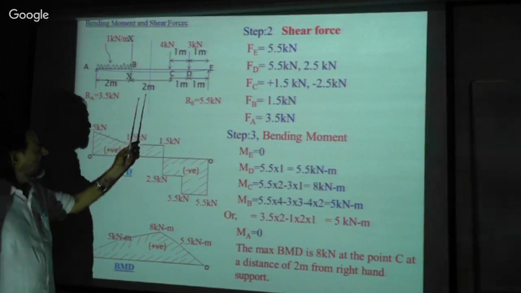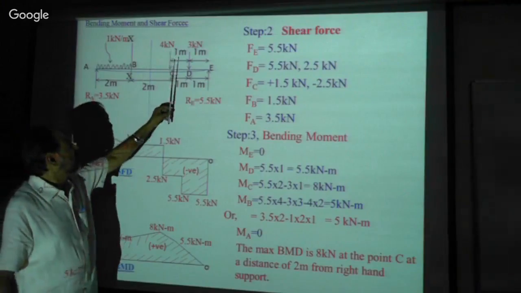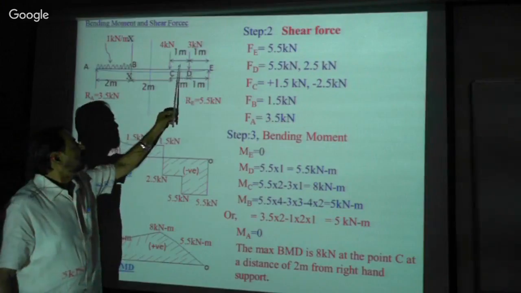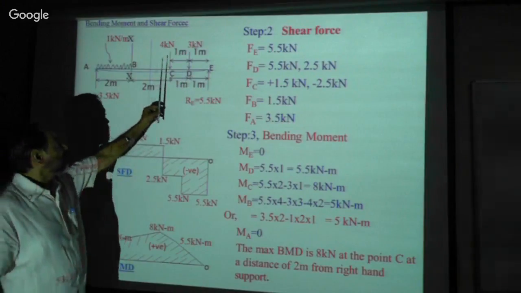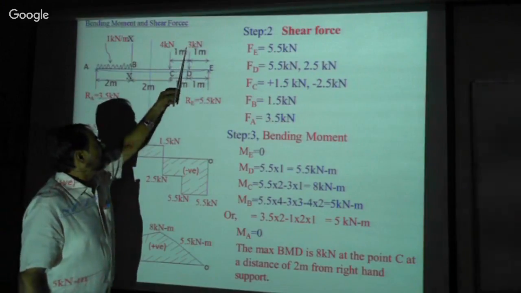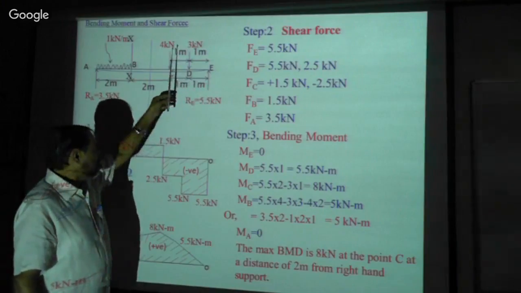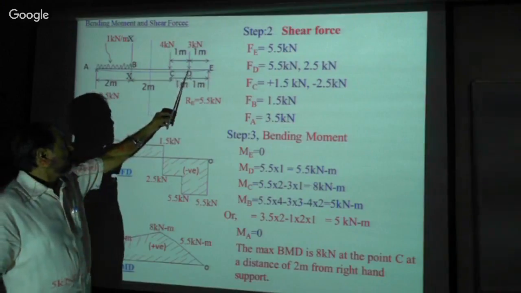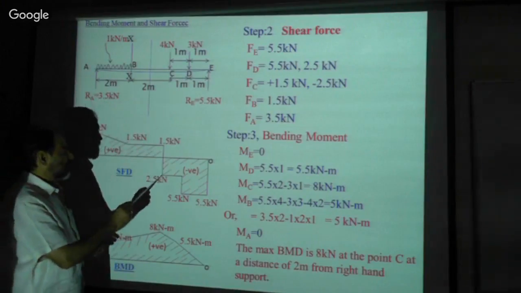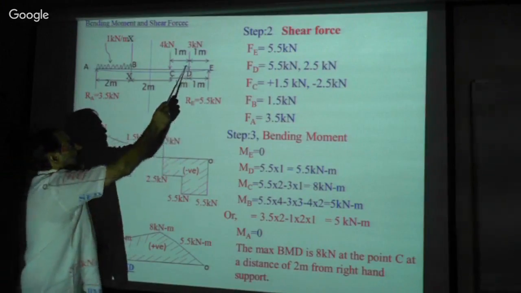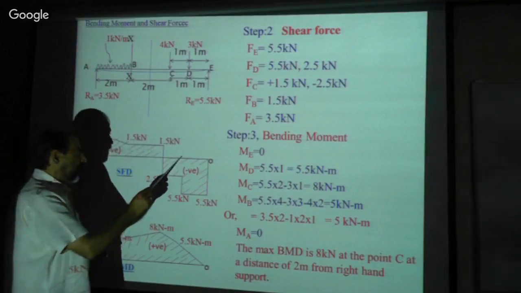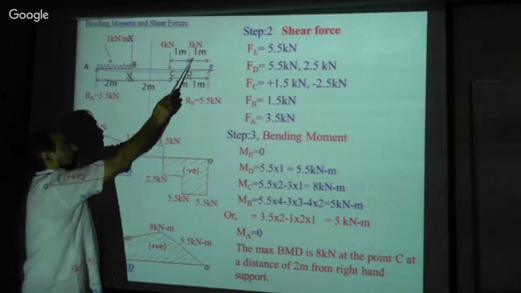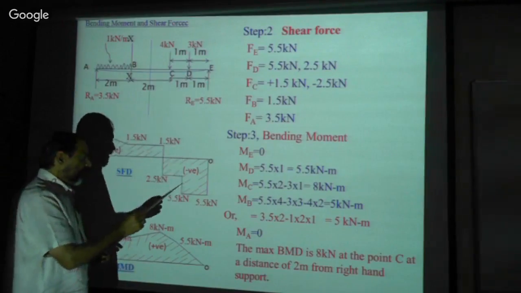Now between C and D, the shear force is 5.5 up, 3 down. Therefore, 2.5 is the shear force between this and this. Now draw this line continuously, and when you reach this point, 3 kilonewton is acting downward. Already we are at 2.5, then go down by 3 more kilonewton, and we reach 5.5 kilonewton.